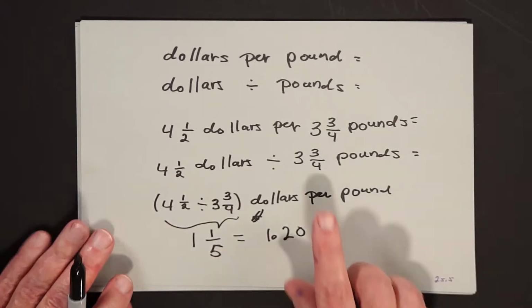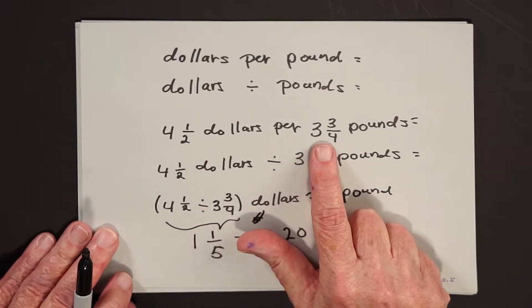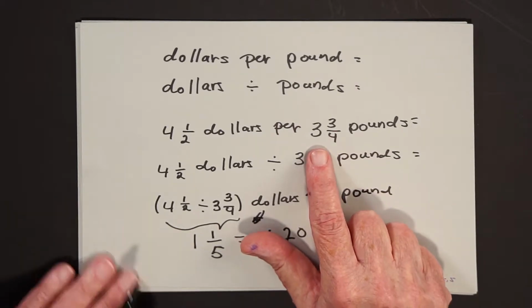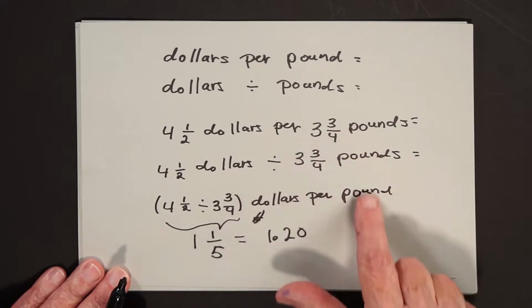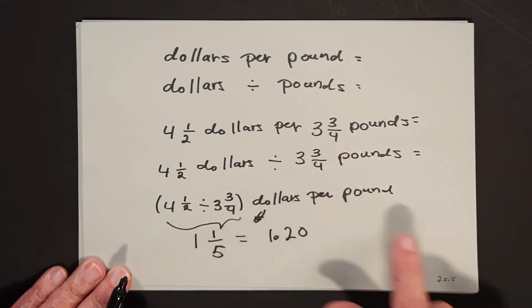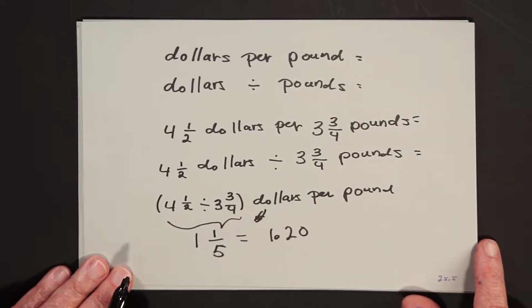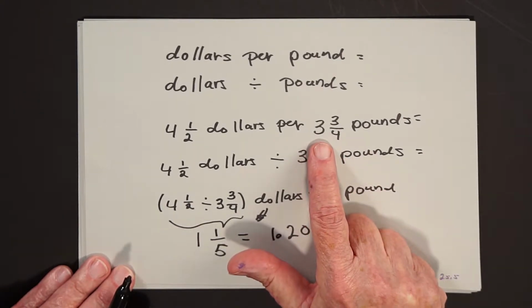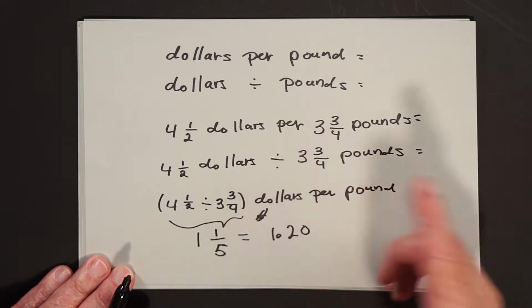Now, again, notice if you understand what this says, we know right away that the price is more than $1 a pound, because if it was $1 a pound, 3 3/4 pounds would only cost $3.75. We know it's less than $2 a pound, because if it was $2 a pound, it would be over $6.